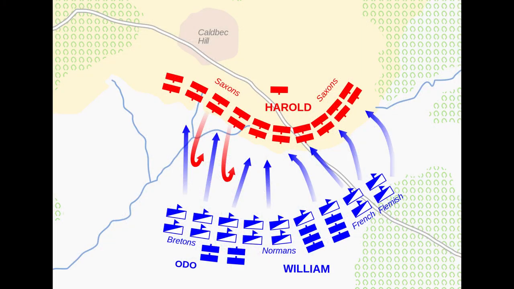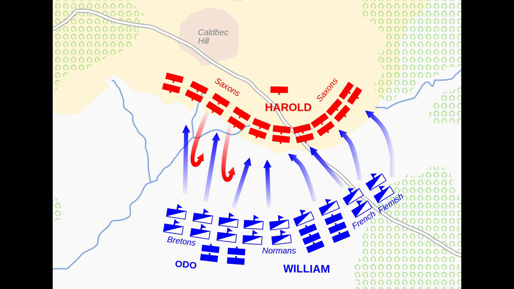William's forces, however, were more versatile. His army included cavalry, a significant advantage over Harold's infantry-based force, and skilled archers who softened the enemy lines from a distance. Early in the battle, William's cavalry attempted to break through the English shield wall but were repelled.